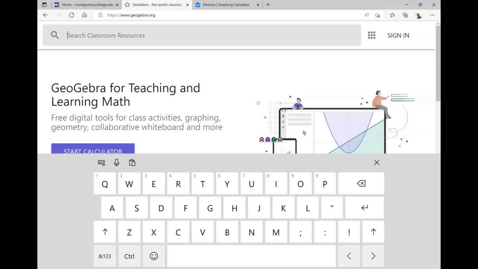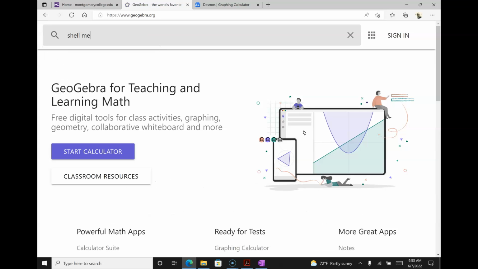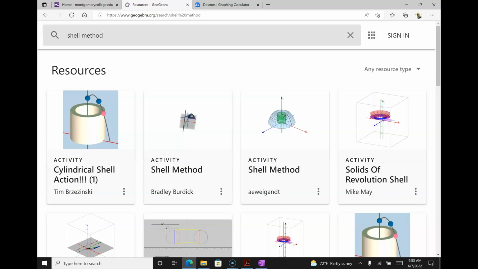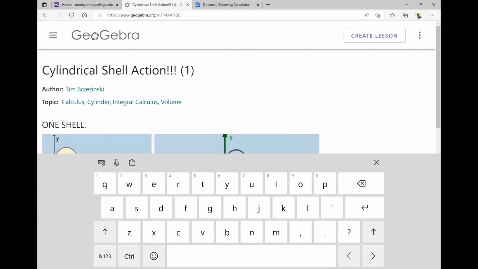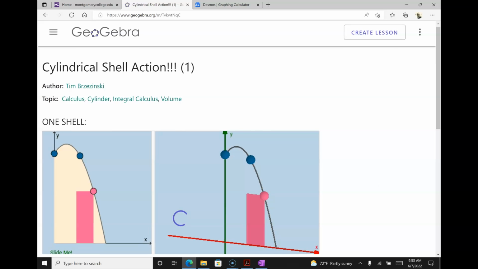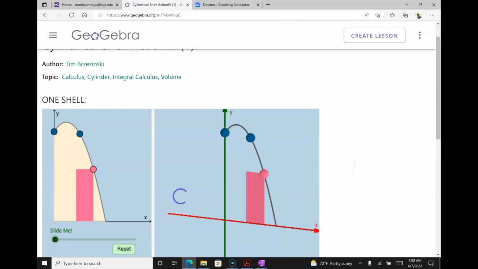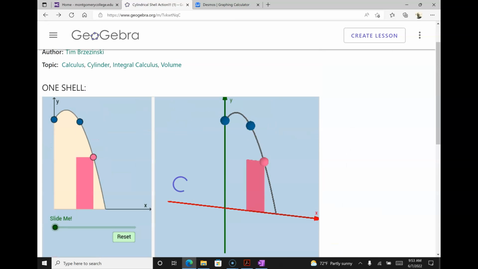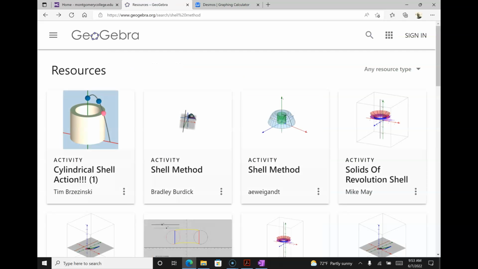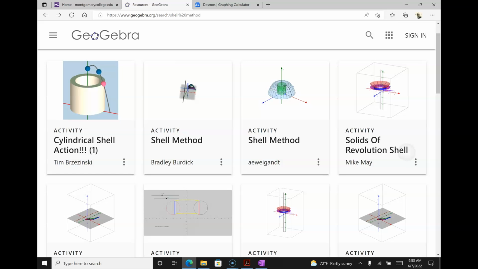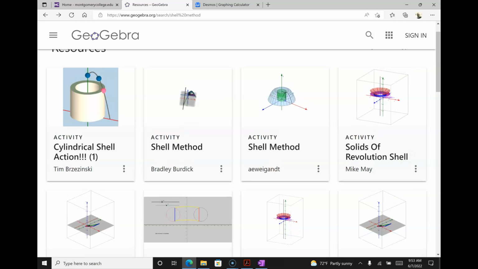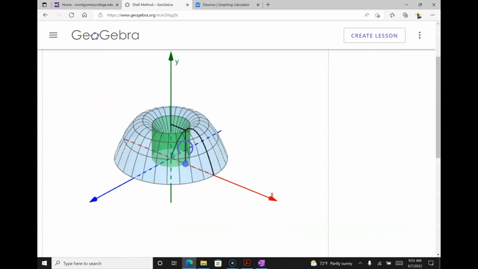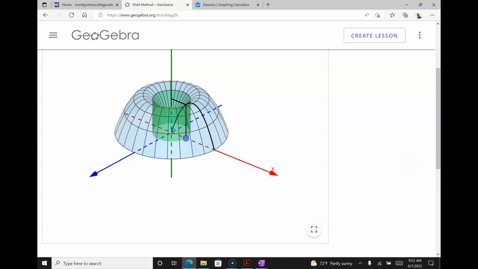Shell method. I'm pretty sure Brzezinski is the one I've used in the past. No, maybe not. Nope. It kind of looks like this shape right here. I can't tell by looking at the cover if I can put the function in. That's just sine x, looks like.